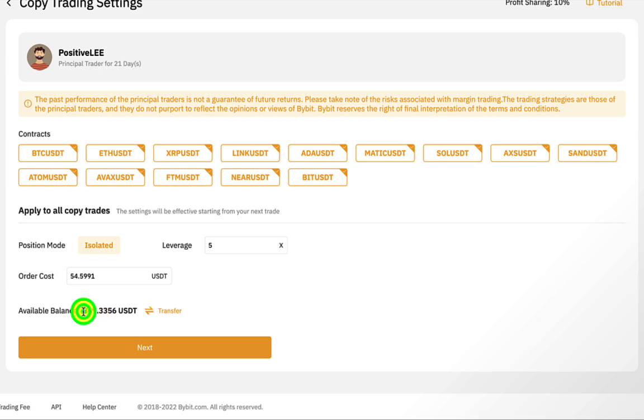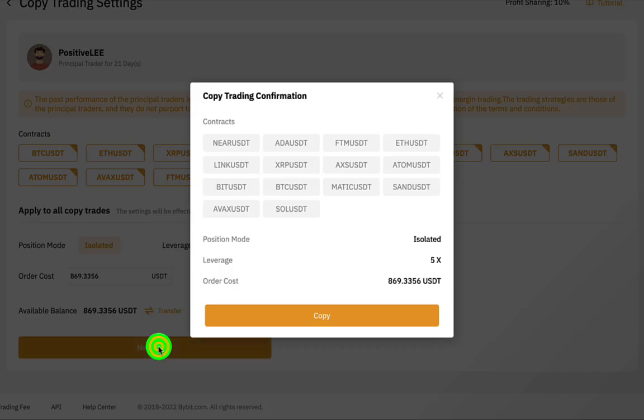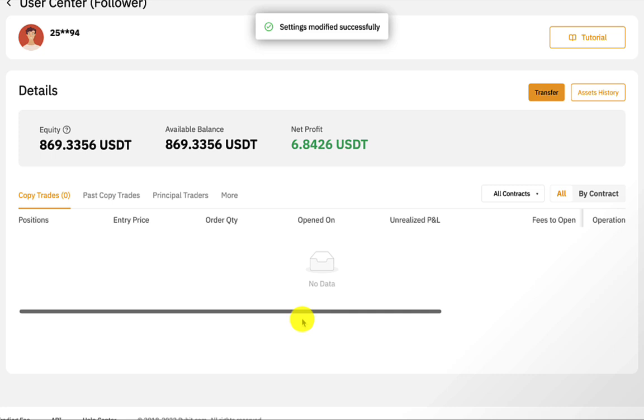I've now got that amount there as available balance. So that's what I'm going to put into the copy trading. It'd be nice if I could find another $130 to make it up to 1,000. I'll see if I can do that from somewhere else, but for now I'm going to do that. So I'm now copy trading with $869. There's no orders open at the moment, so let's see what Positive Lee does next.